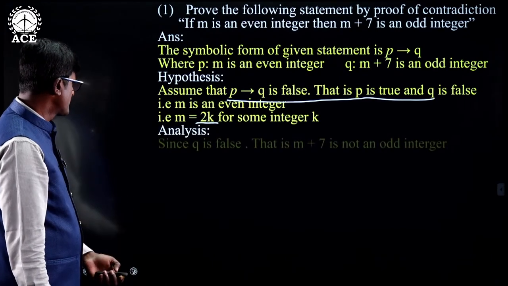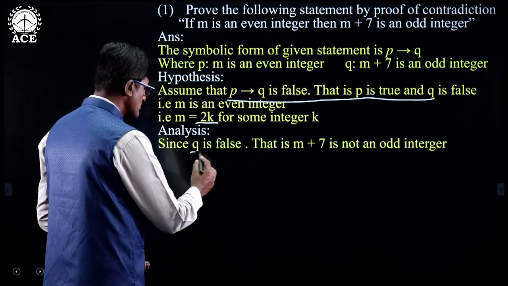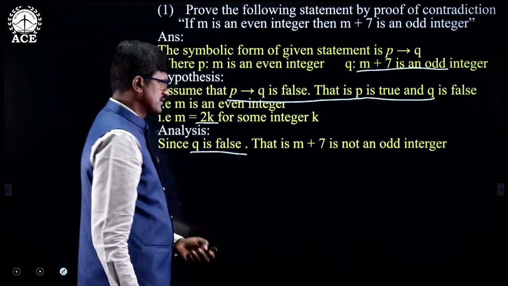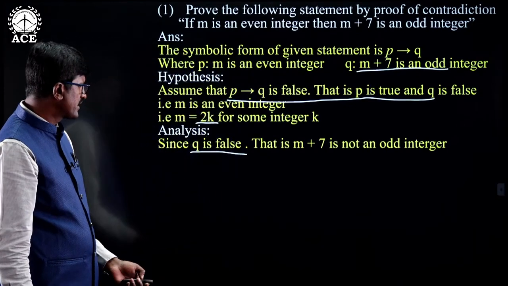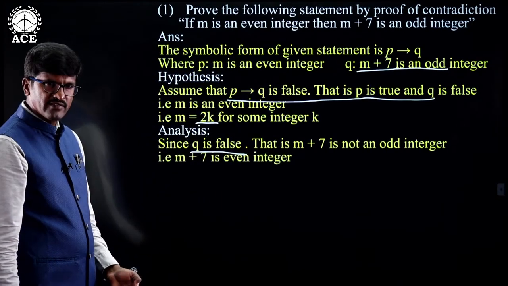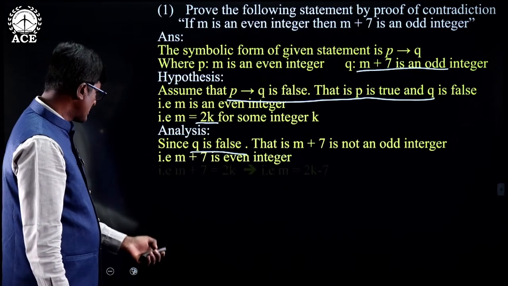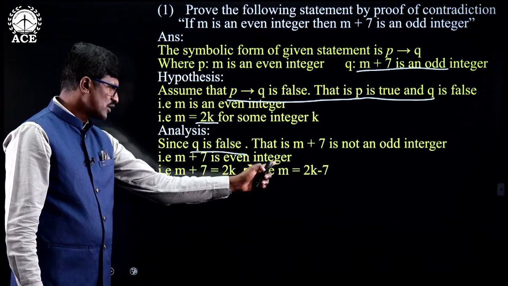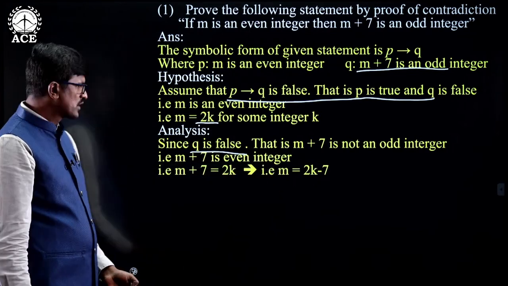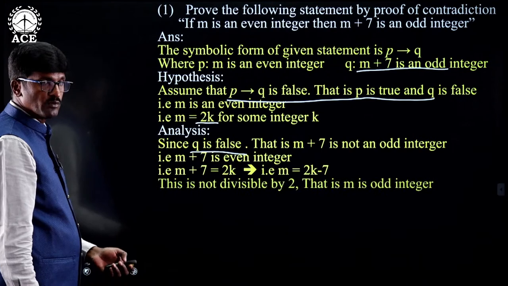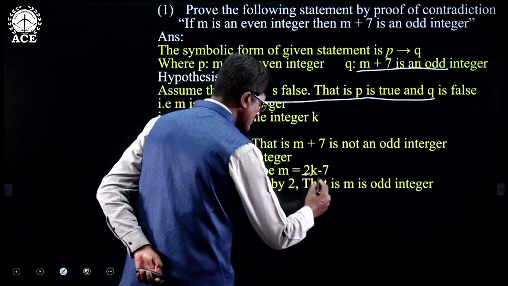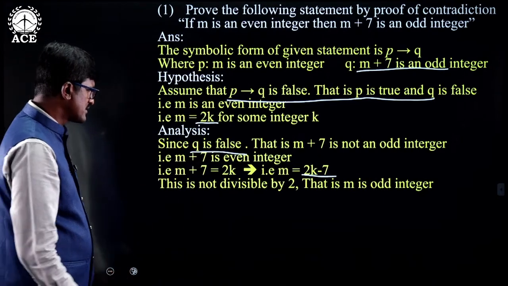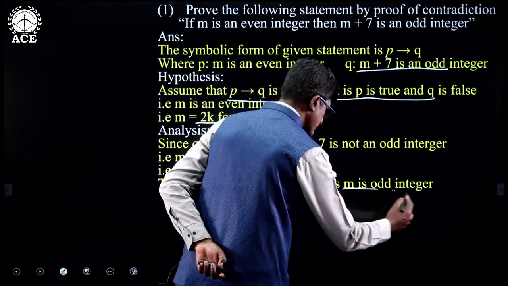Now analysis. Since Q is false, what is Q? M plus 7 is an odd integer is false. That means M plus 7 is an even integer, which means M plus 7 is equal to 2k. Therefore, M is equal to 2k minus 7. 2k minus 7 is not divisible by 2, so M is an odd integer.